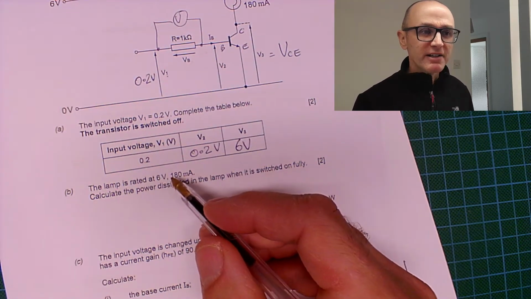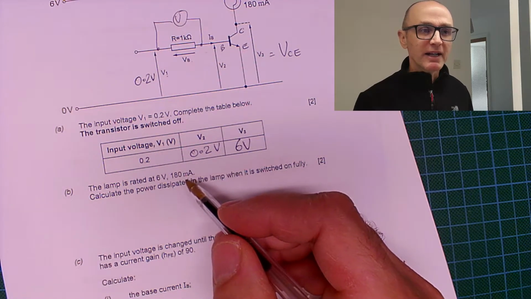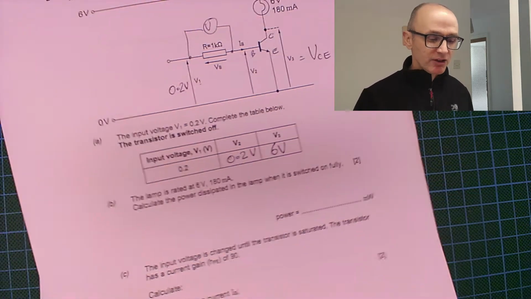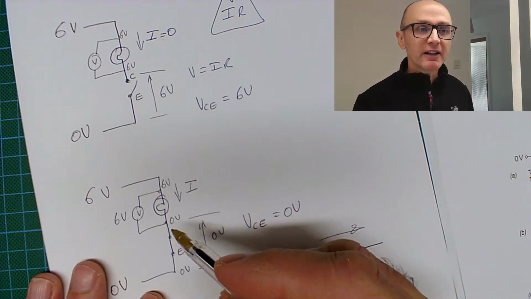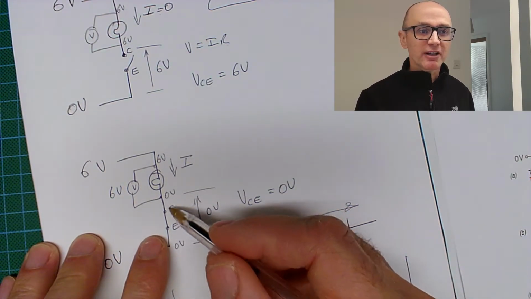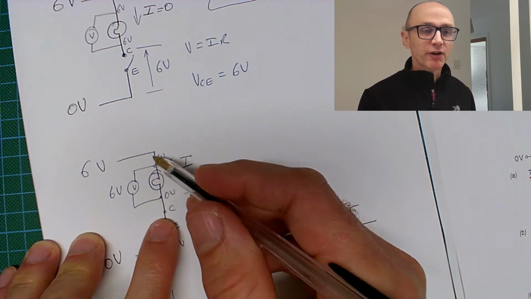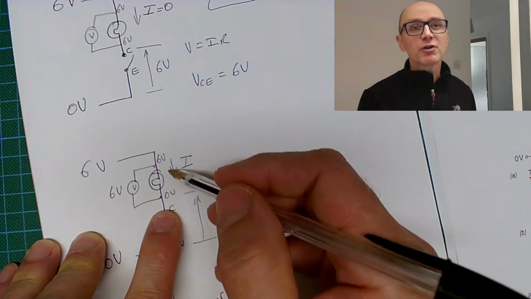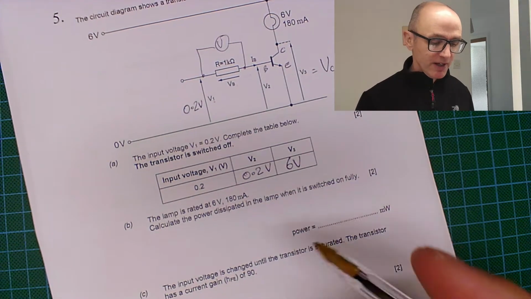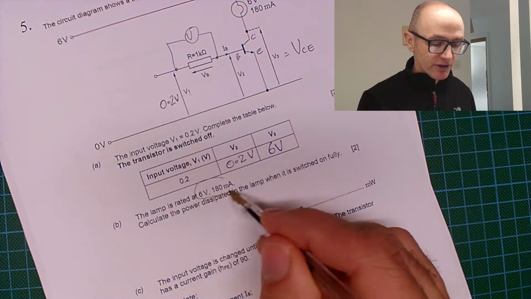The lamp is rated at 6 volts, 180 milliamps. Calculate the power dissipated in the lamp when it's switched on fully. So when it's switched on fully, then you'll have no voltage dropped across the collector emitter. So the full supply voltage will be dropped across the load. They've already told you that that is 6 volts, 180 milliamps.